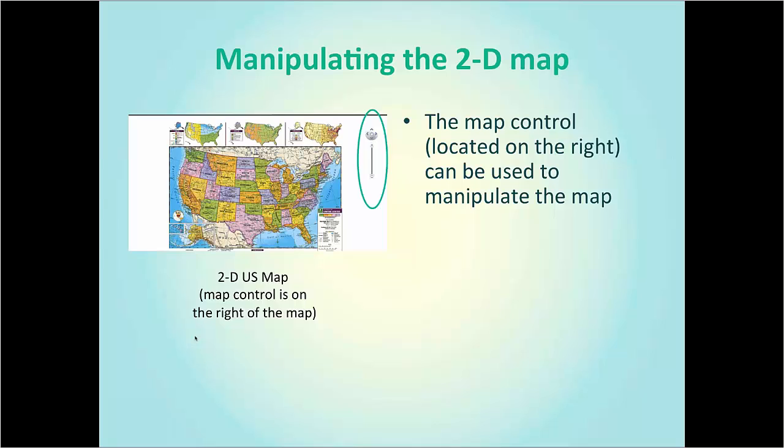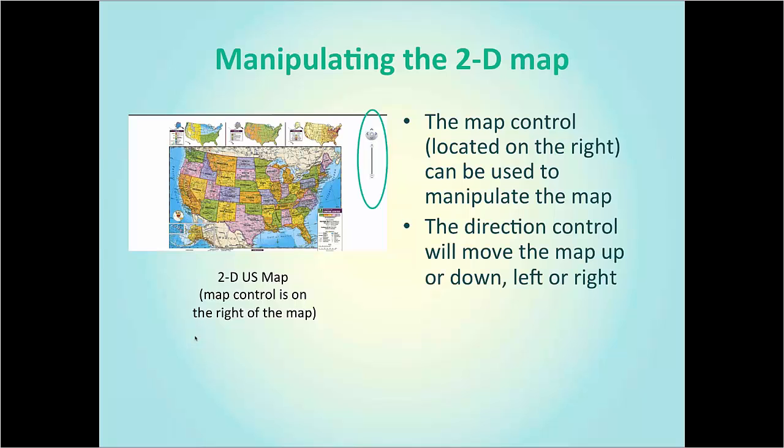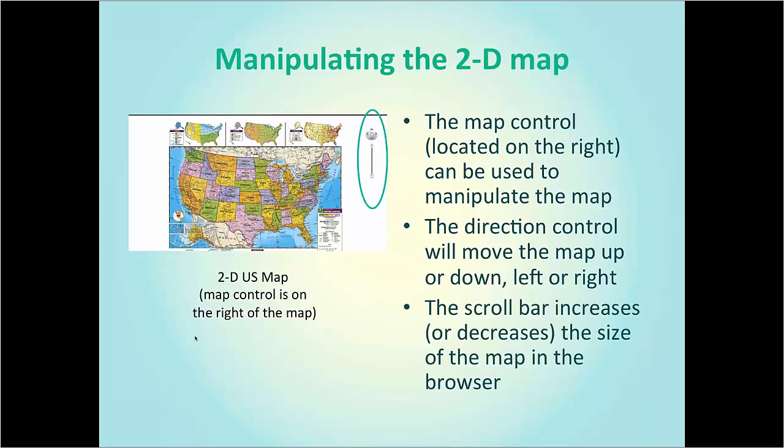For example, I can use the direction control, which is the circle with the arrows going in four different directions. That will move the map to the left or the right, or it will move it up or down. So I can show different things on the map that way. I can manipulate it so that different parts of the map are visible and other parts of the map are not. The scroll bar increases or decreases the size of the map in the browser.